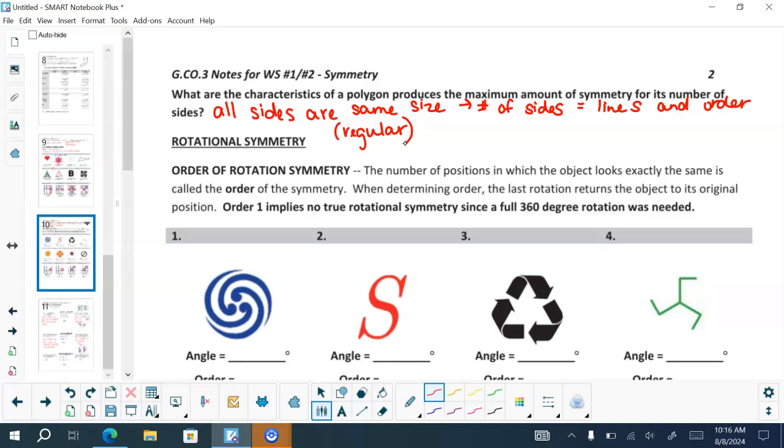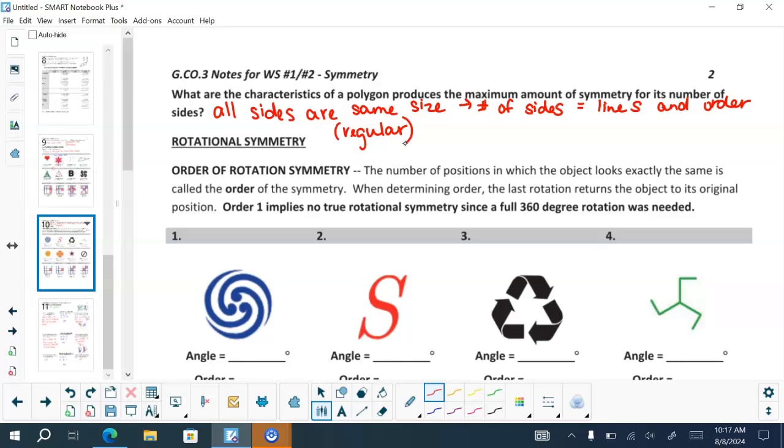Okay, so now let's get into rotational symmetry. Rotational symmetry is a little bit different because we're not drawing lines through it. We're thinking about if I have a point that I'm using as my center of rotation, and I turn my shape around it and it looks the same at some point, that's considered rotational symmetry. And the number of times that I can make a shape do that as I'm turning it around is going to be its order. So order of rotation symmetry is the number of positions in which the object looks exactly the same. It's called the order of symmetry.